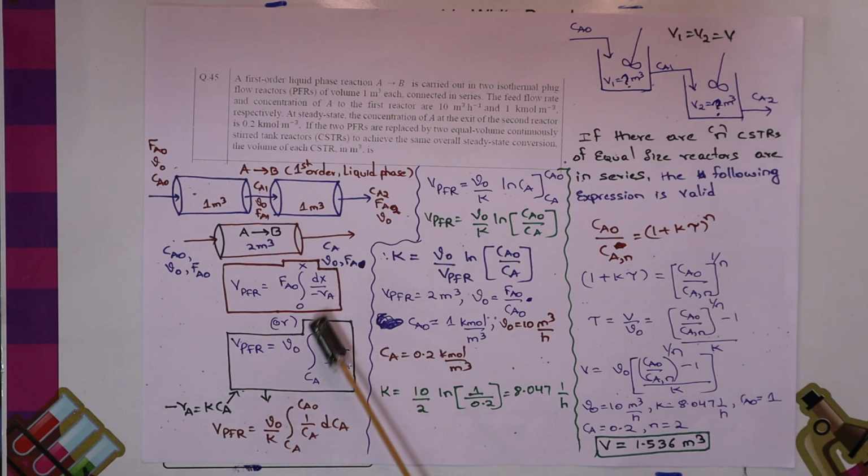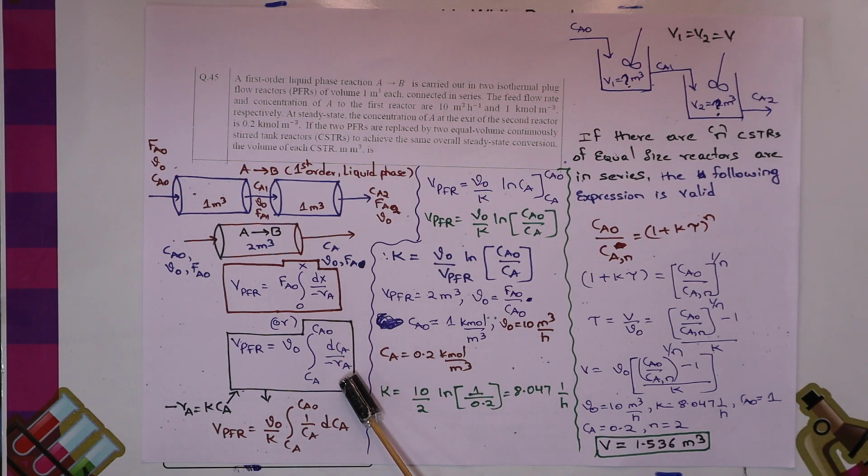You can also use another equation; this one is in terms of conversion, and the other is in terms of concentration. The volume of the PFR is nothing but the volumetric flow rate of the reactor into the integral from Ca0, initial concentration, to Ca, final concentration, of dCA by minus Ra. You can use either this equation or this equation. This equation is a bit easier because I have to deal with concentrations. If I have to deal with conversion, I have to convert everything in terms of conversion.